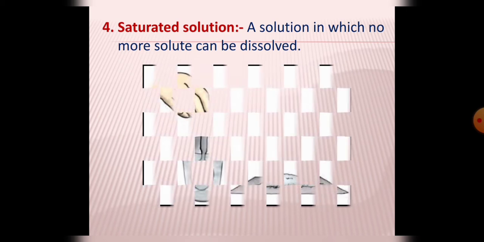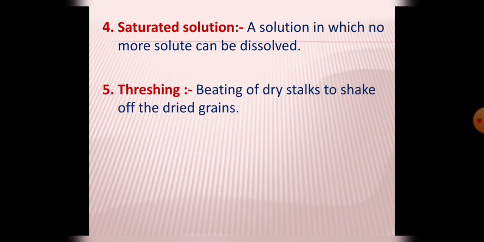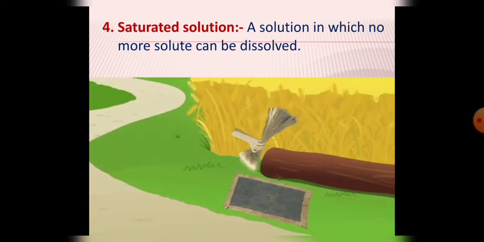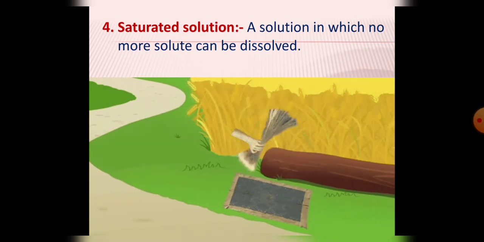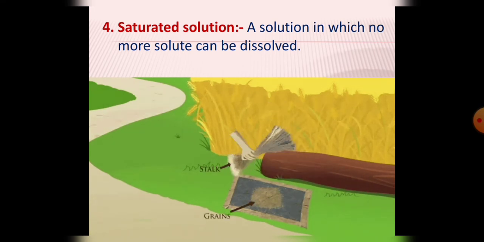Now, fifth point is threshing, beating dry stalk to shake off the dried grains. Okay, in this method we thresh or beat the harvested stalk to separate the grains, something like this. Here you can see in the given clip also. A small amount of threshing is done manually, but a large quantity is done by machinery.